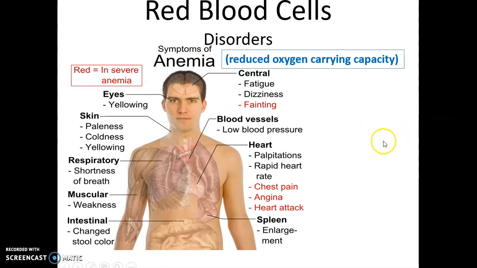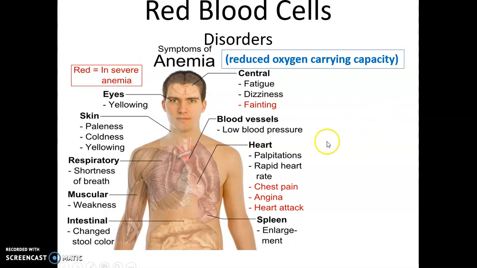Anemia. Anemia is a disorder defined as a reduced oxygen carrying capacity. This could be because the person has fewer red blood cells, their hematocrit is low. Could be because they're not producing enough hemoglobin, so there's not enough hemoglobin in the red blood cells. It could even be because they don't have enough iron in their body, so the hemoglobin being produced doesn't work. So they have big, healthy red blood cells, lots of hemoglobin, but the hemoglobin doesn't work, doesn't bind to oxygen.